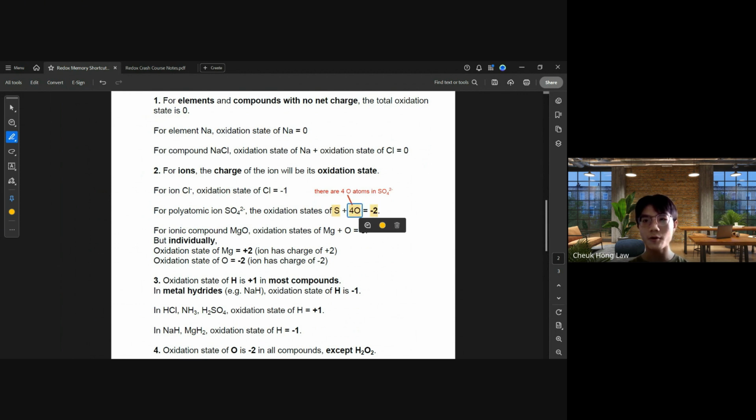Why is there a 4 for oxygen? It's because there's a 4 over here, which means there are 4 oxygen atoms. So we need to take that into consideration as well. There are 4 oxygen atoms in SO4 2-.